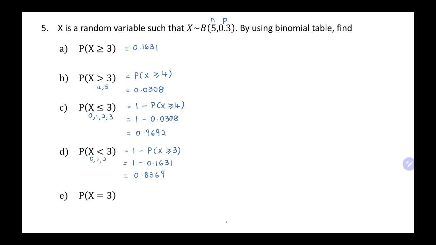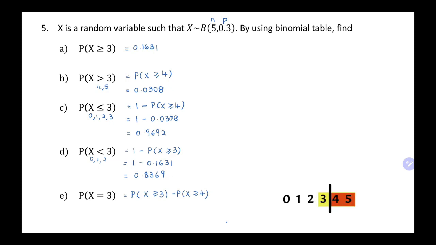And next E, we want to find probability for x equals to 3. Okay, so we need to change equal into sign greater equal. So we take formula P(x greater than or equals to 3) minus P(x greater than or equals to 4). Why I take 3 minus 4? We want to find 3 only. So we take 3 and above minus with 4 and above. So we get 3 only.